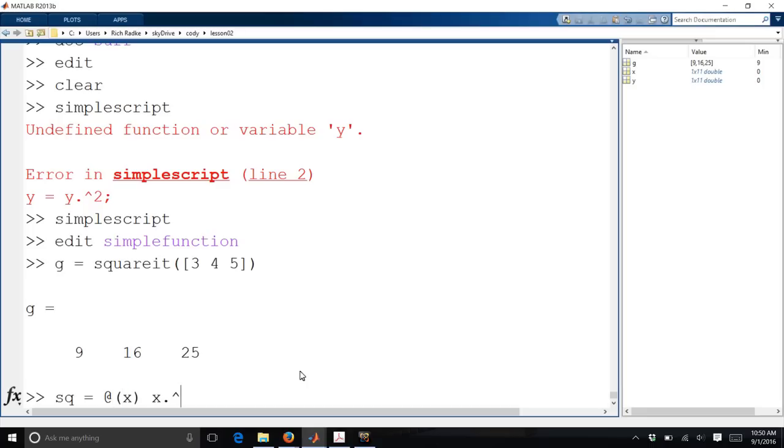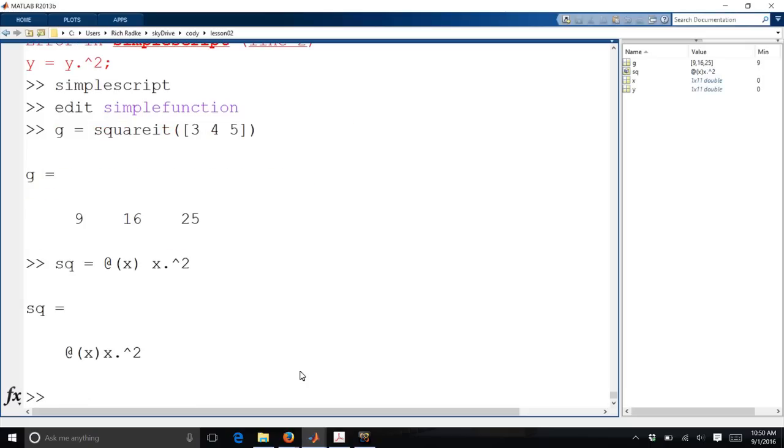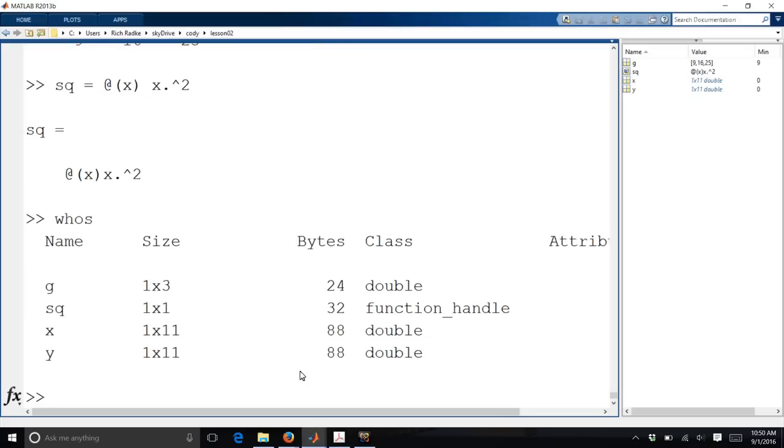Right, so I have this @ symbol. When I do that, I get this kind of weird looking thing, right? Here, if I do whos, this tells me what variables I have, and it says that this SQ is not a number or a variable, it's a function handle, right?